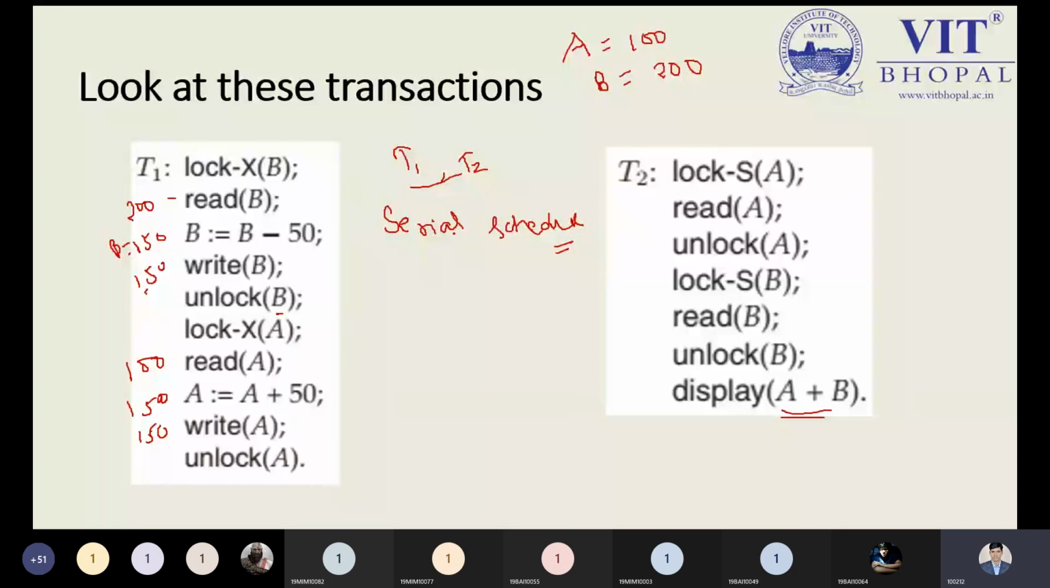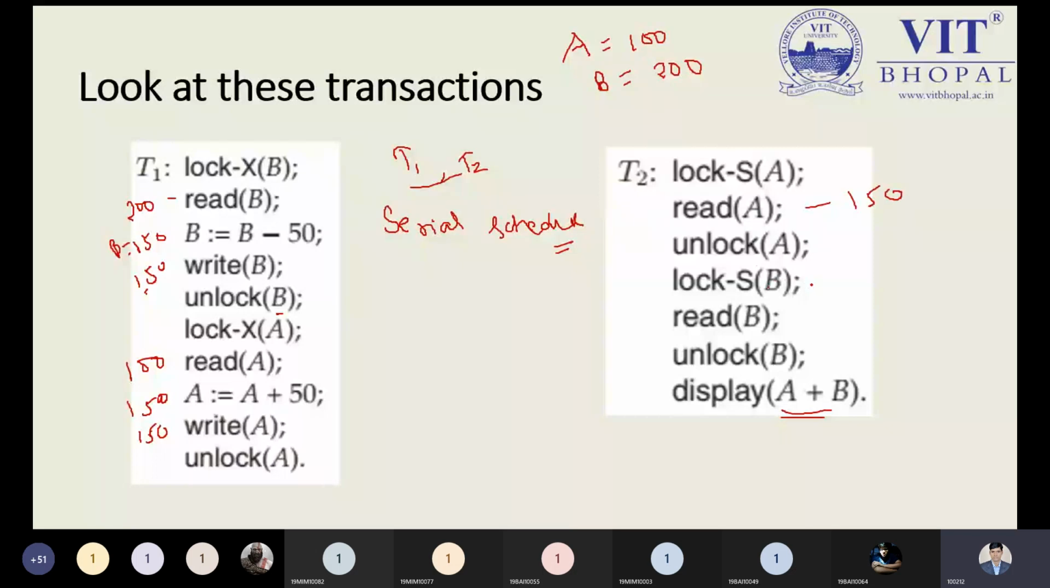Now we are reading transaction T2. In transaction T2, with the locking mechanism in shared mode, you are not able to write anything on the data item A or B. So here we are using lock S on A. It means data item A will use the locking mechanism only in shared mode, so only read operations will be performed. Here we are reading the value of A.